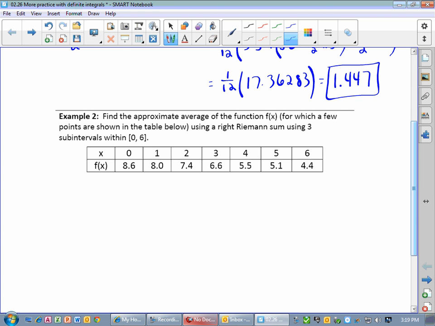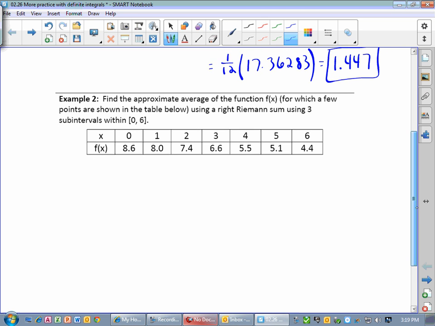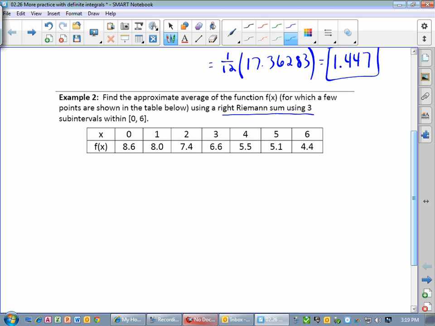We saw this on yesterday's open response problem, on portfolio number 1, where we wanted to find the average temperature of the water, and we used the left Riemann sum to approximate that average. We do the same thing here. It says using a right Riemann sum using 3 subintervals. Find the approximate average of the function.